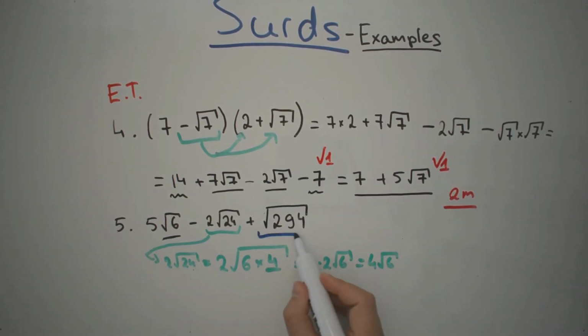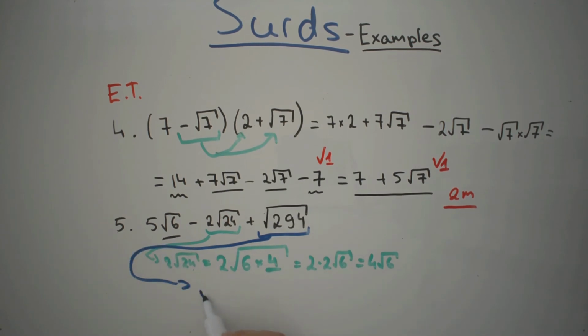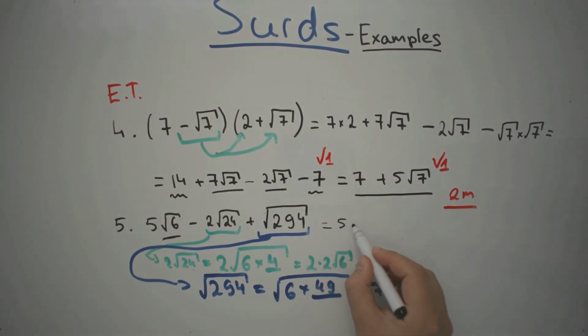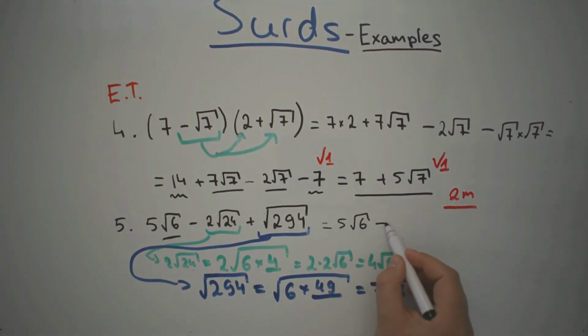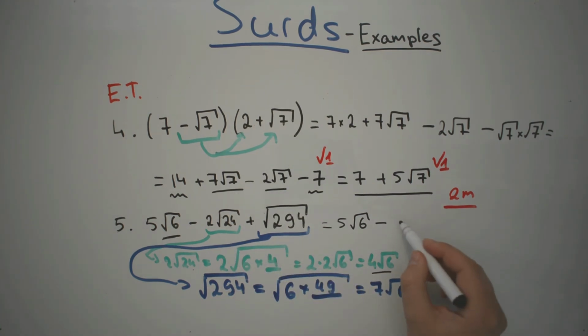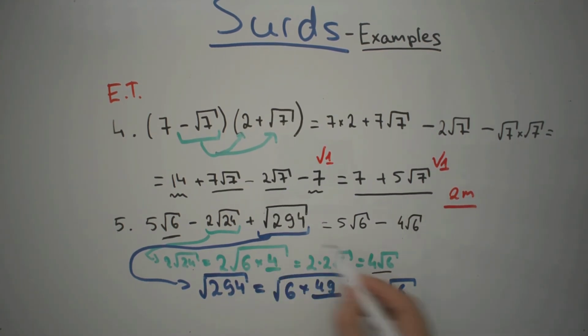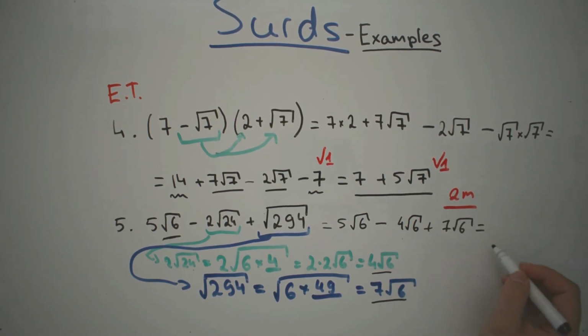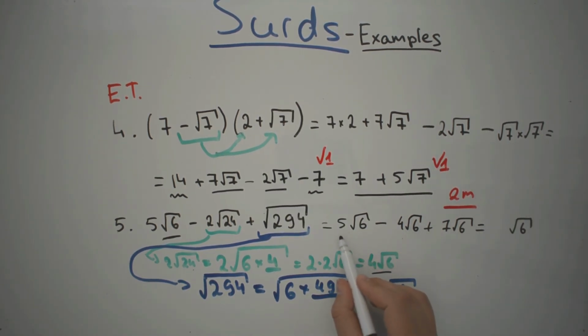is 4 square root of 6, and then I'm gonna look at 294. Again, it needs to have a square root of 6, so all you need to do is divide 294 by 6 and get 49. So it simplifies as 7 square root of 6, and then we rewrite the original expression, 5 square root of 6 minus 4 square root of 6 and plus 7 square root of 6. Now that they all have square root of 6 in common, you can just add them all together, so it's 5 minus 4 plus 7, and that becomes 8 square root of 6.